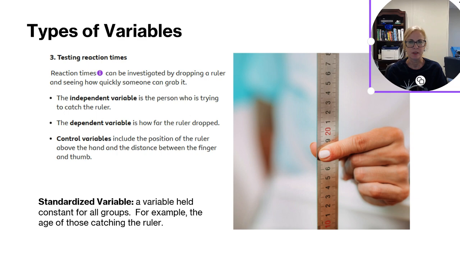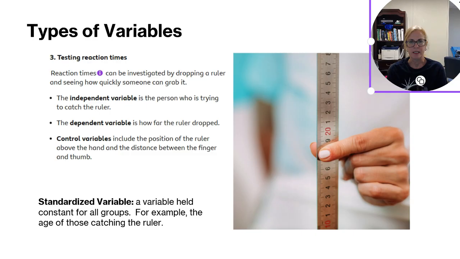So looking at different variables, let's look at an experiment. This experiment is looking at reaction time. We can investigate reaction time by dropping a ruler and seeing how quickly someone catches it. So with my fingers, the ruler drops. How quickly did I catch it? And we can actually measure that using the gradations on the ruler.